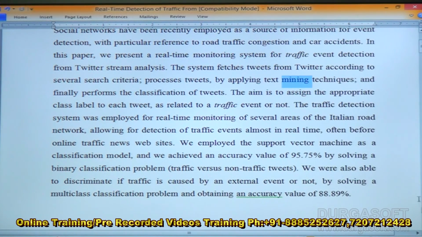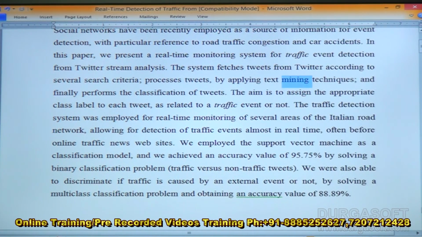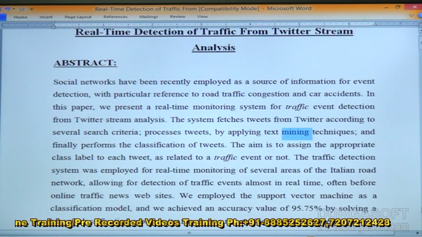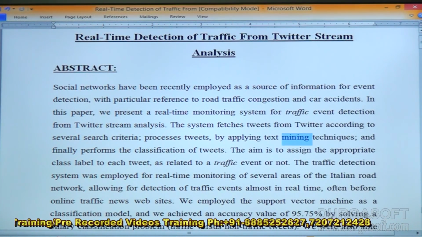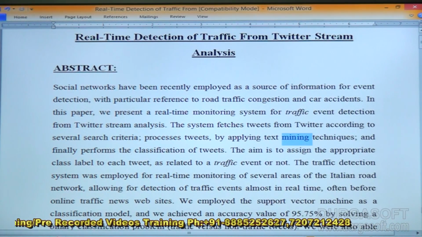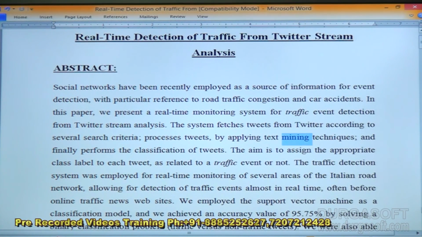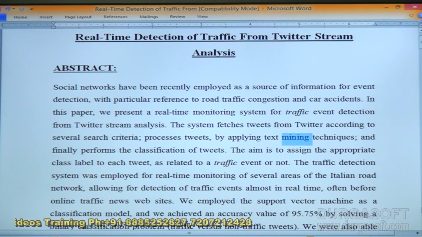Check out, guys, what is meant by real time and how we are getting that much accuracy. Real-time detection of traffic from Twitter stream analysis.